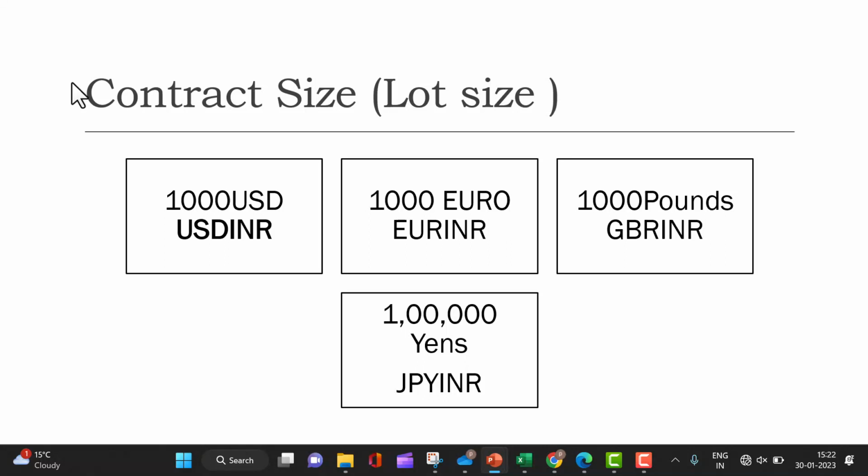How many contracts will you take? 10 contracts, because one contract is $1,000. If you have to make a $10,000 payment, you are going to take a position in 10 contracts. $10,000 divided by $1,000 gives you 10 contracts. Similarly it will happen for euros and pounds; for yen it will be 1 lakh. Suppose you have to make a 10 lakh yen payment, then you have to enter 10 contracts in yen.